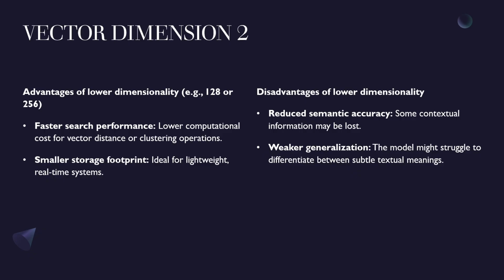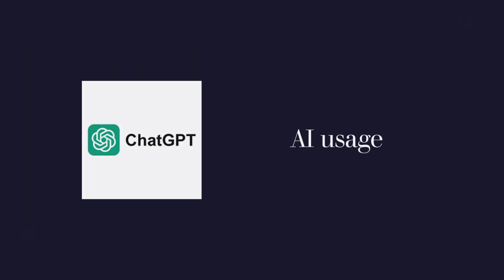And then for lower dimensionality, like 128 or 256, some advantages are faster search performance, lower computational cost for vector distance or clustering operations, and a smaller storage footprint, which is ideal for lightweight real-time systems. And the disadvantages of this lower dimensionality are that it reduces semantic accuracy, some contextual information may be lost, and it's a weaker generalization. The model might struggle to differentiate between subtle textual meanings.